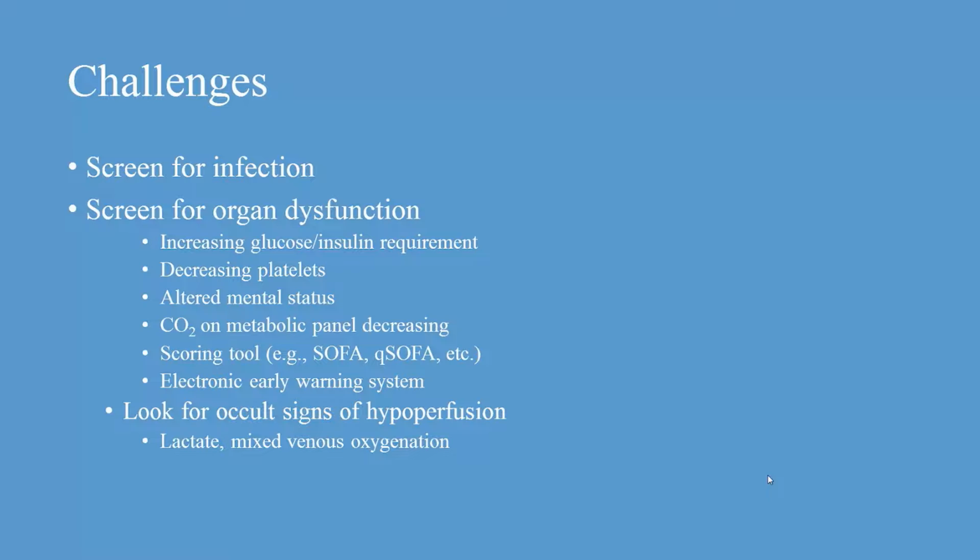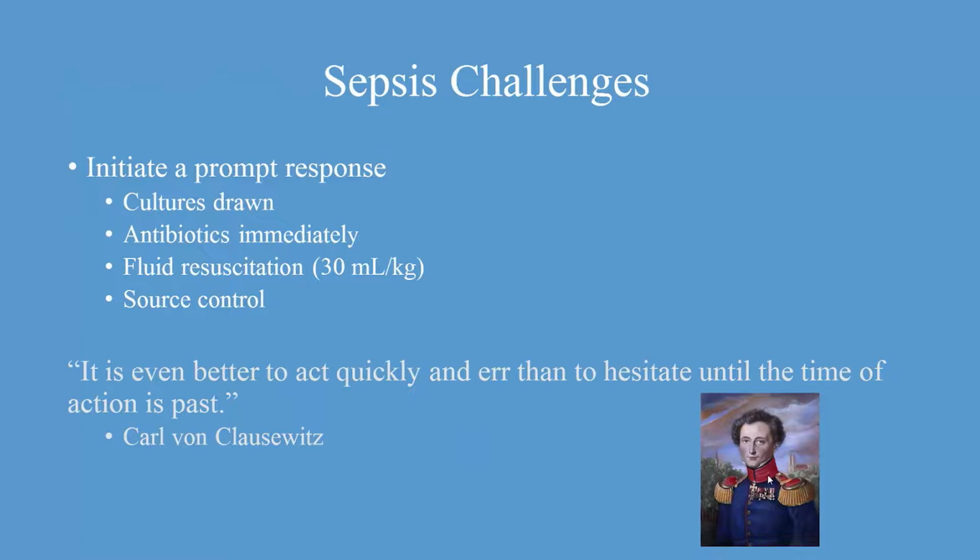And then, as mentioned before, the early electronic warning systems, the algorithms that are harnessing the electronic medical record to help alert us to any changes. And then when we see some evidence of a new infection and/or new organ dysfunction, thinking about the lactate or a mixed venous oxygen saturation to look for any occult signs of hypoperfusion. So once you're there, then it initiates that prompt response. As mentioned before, cultures drawn, antibiotics immediately, the fluid resuscitation, and then start talking about source control.